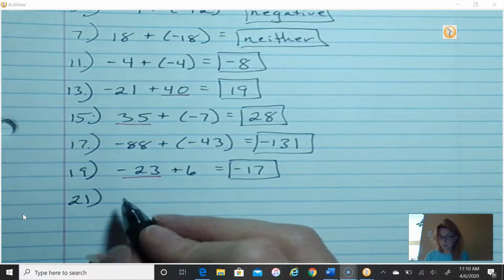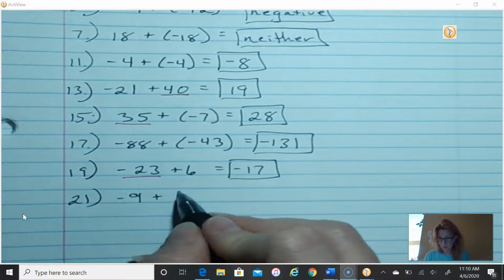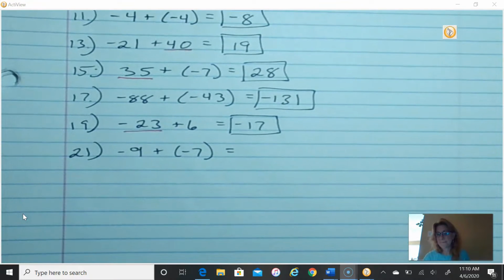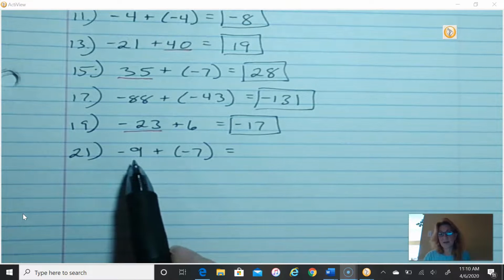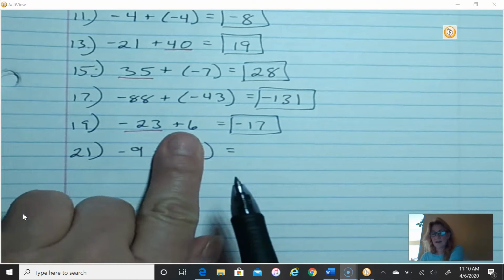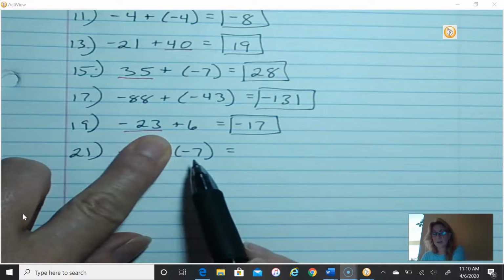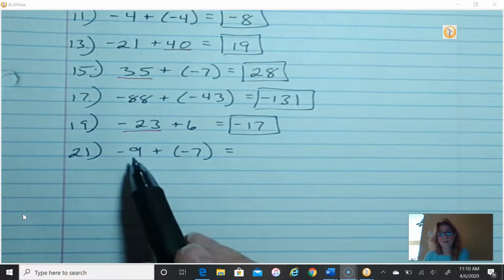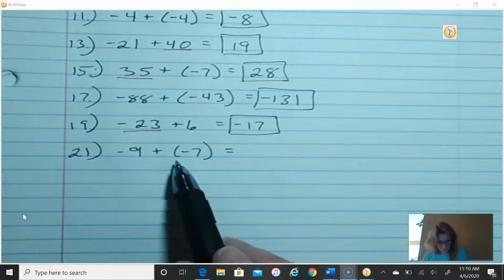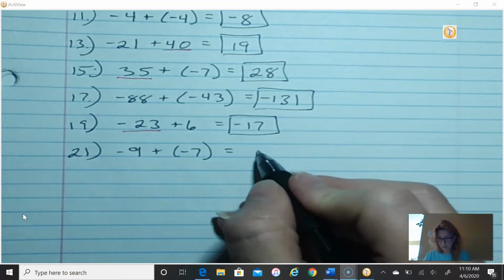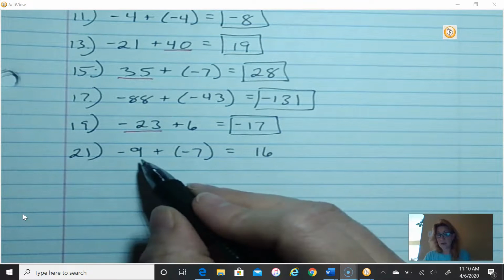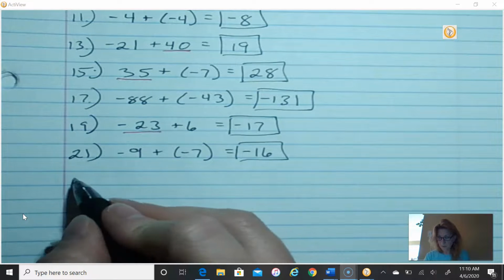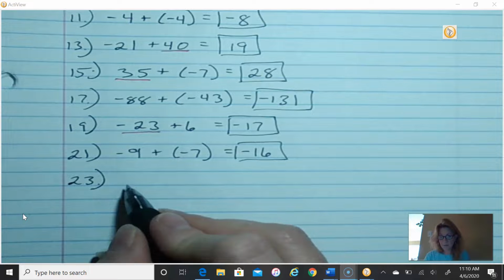21. Yes, we're doing a lot of examples today. Negative 9 plus negative 7. All right, that is a negative and that's a negative. You're combining negative 9 and negative 7. The signs are the same. You add and keep the sign. 9 plus 7 is 16. They're both negative, so then your answer is negative 23.